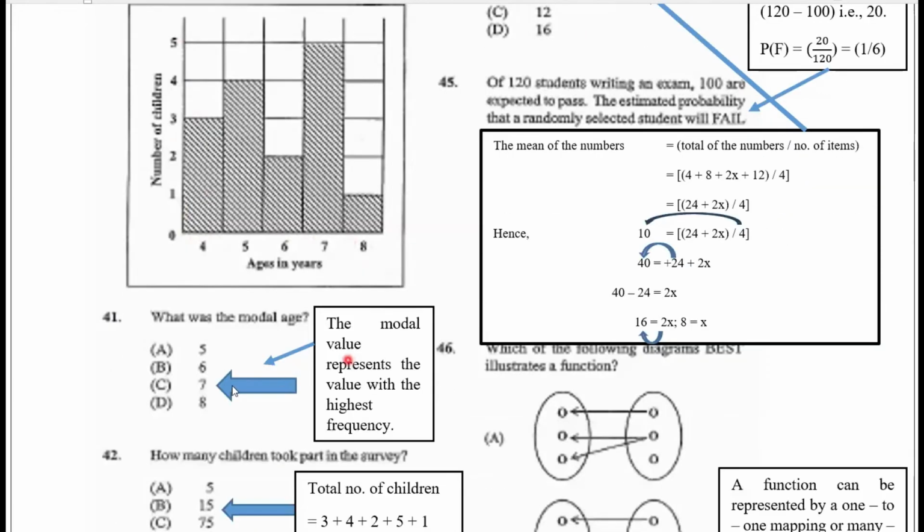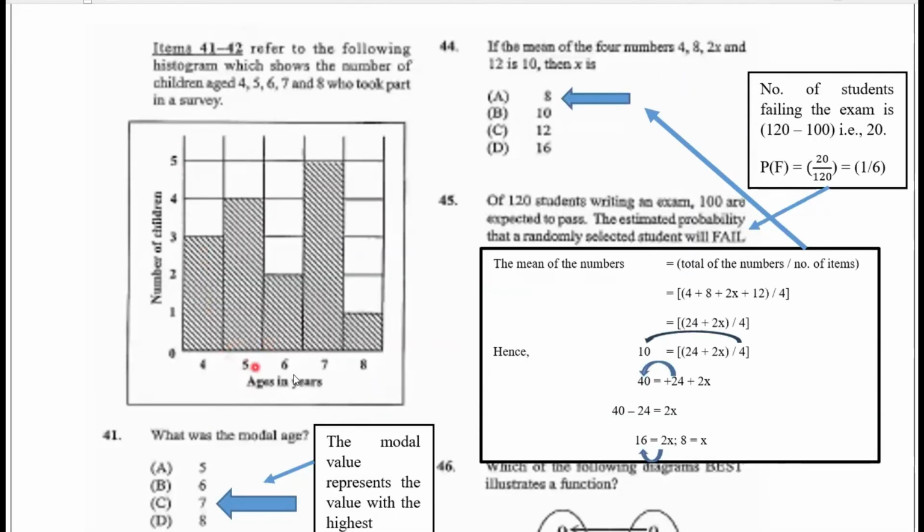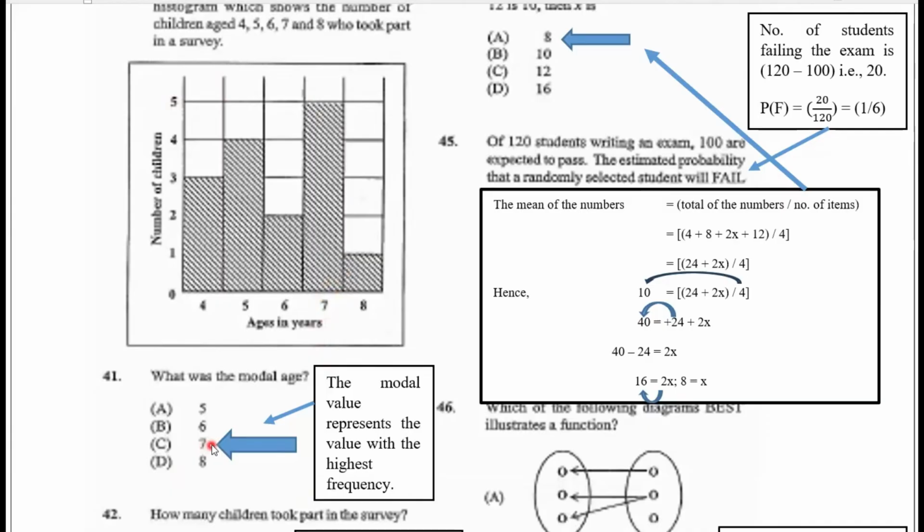They're asking here, what was the modal age? Mode represents the value with the highest frequency. So which age had the highest number of children in the survey? You can see with 7, you had 5 children. So 5 children had the age of 7 years. So 7 years would represent your modal value. Okay, it has the highest frequency of 5 children. So your modal value is 7 years. Let's see.